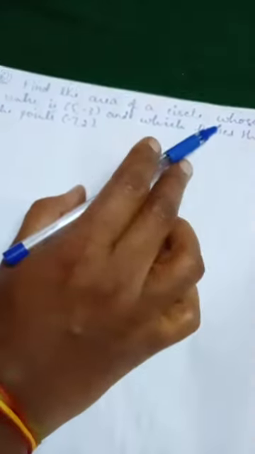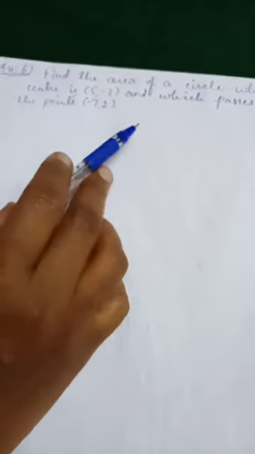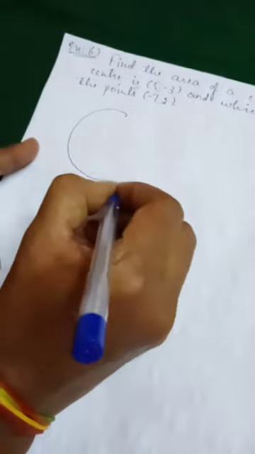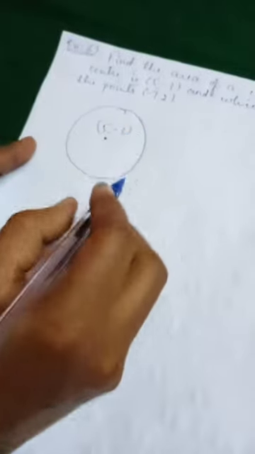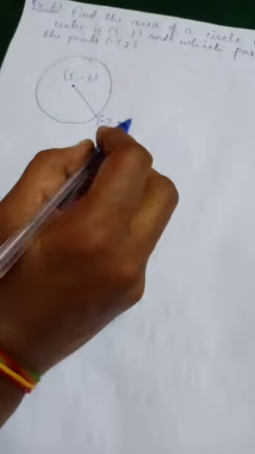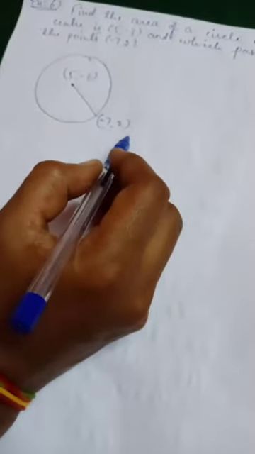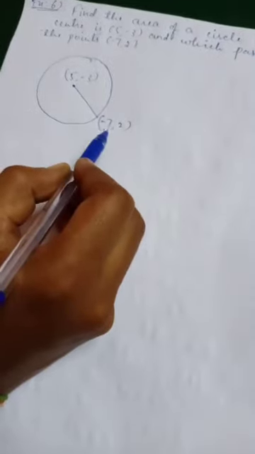So let's solve our last question, that is the sixth question. Find the area of a circle whose center is (5, -3) and which passes through the point (-7, 2). So this is a circle whose center is (5, -3), and it passes through the point (-7, 2). That means this point lies on the boundary of the circle. So the distance between (5, -3) and (-7, 2) is nothing but the radius.